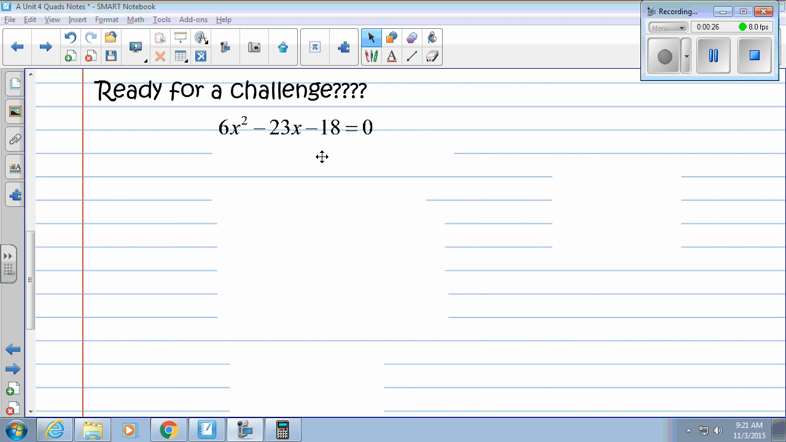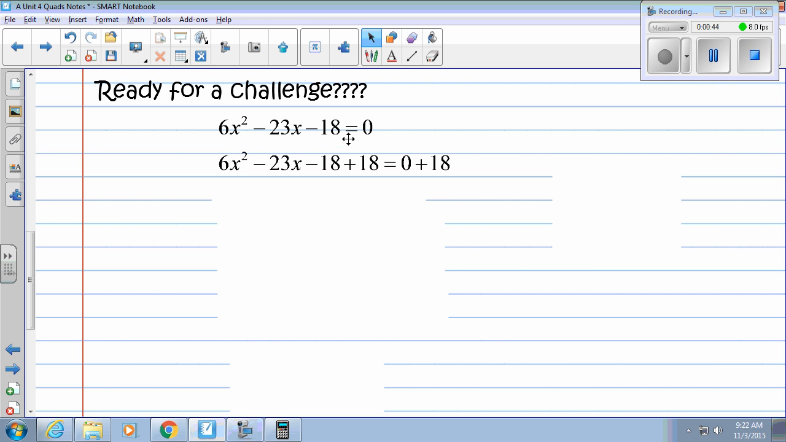This one's more challenging, and for a few reasons. We do have bigger numbers, we have a coefficient in front, and that's going to make things more difficult for us. So if you recall, we're always looking to complete the square by creating a perfect square trinomial on one side of our equation.